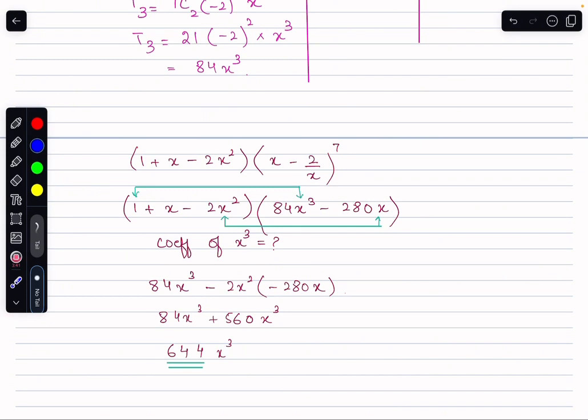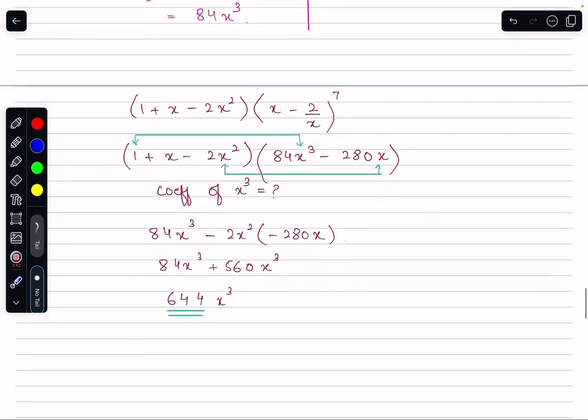So this is how I should be getting the coefficient of x cube, which is 644. So this is the explanation for this question here.